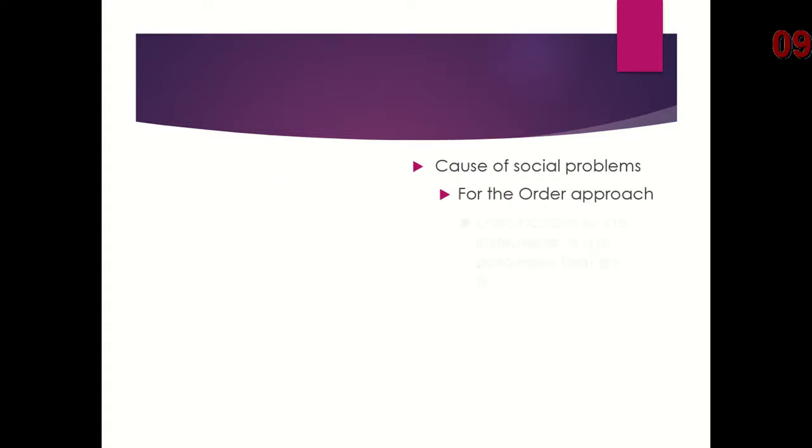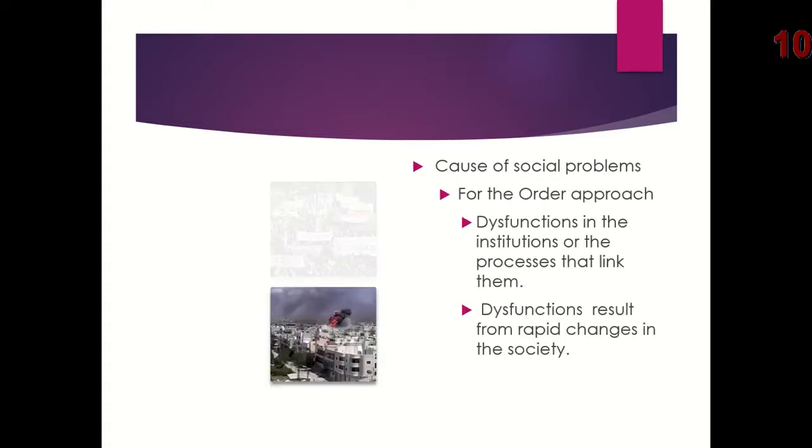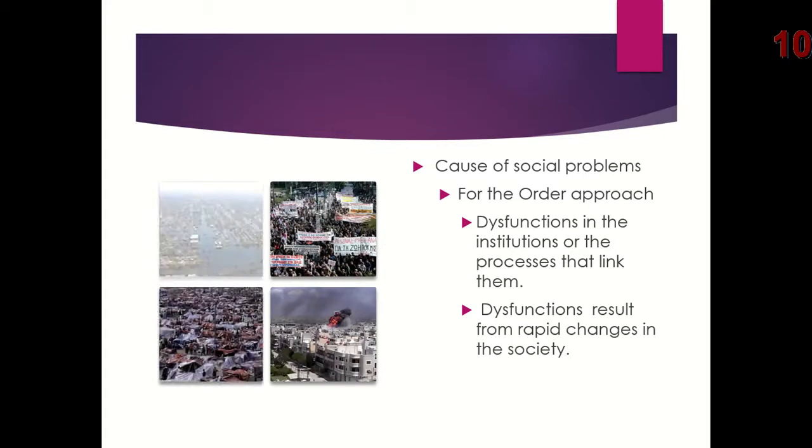So what causes all these social problems? According to functionalism, the dysfunctions in the institutions or the processes that link them. And these dysfunctions result from rapid changes in the society. So, it's not the institutions that are the problem, it's the changes that are causing disruptions. So they're throwing off the balance and the homeostasis of the organism, if you're thinking about it as a creature.